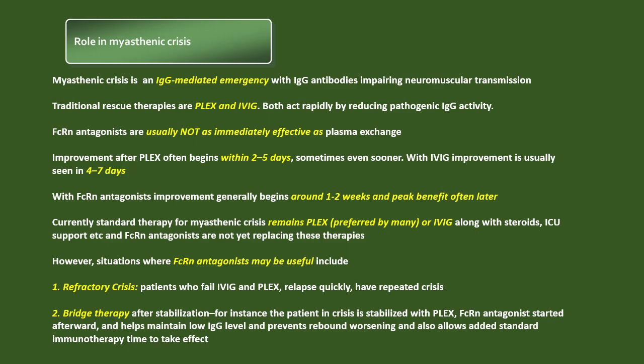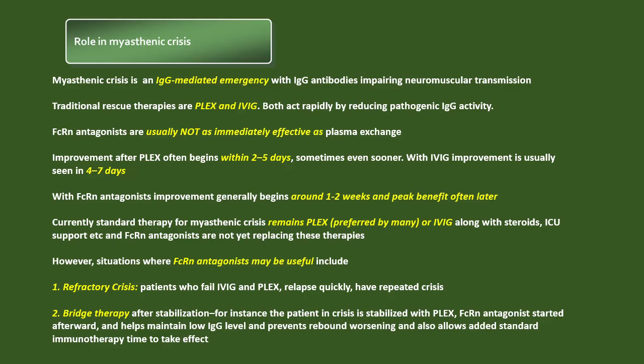Improvement after plasma exchange begins within 2 to 5 days, sometimes even sooner. With IVIG, improvement is usually seen in 4 to 7 days. With FcRn antagonists, improvement generally begins 1 to 2 weeks and peak benefit often later. Currently, standard therapy for myasthenic crisis remains PLEX or IVIG along with steroids, ICU support, etc. And FcRn antagonists are not yet replacing these therapies.